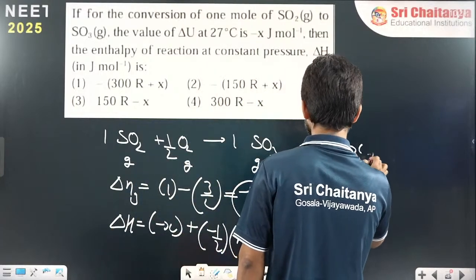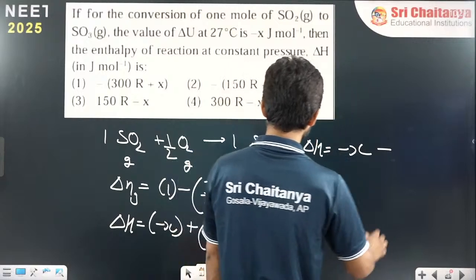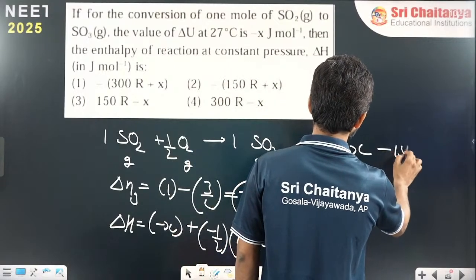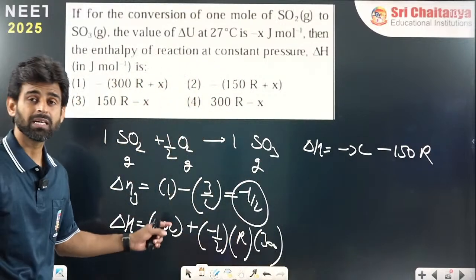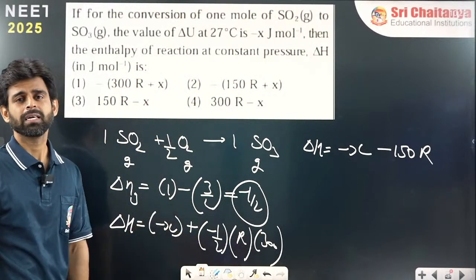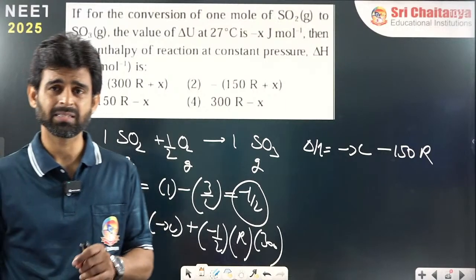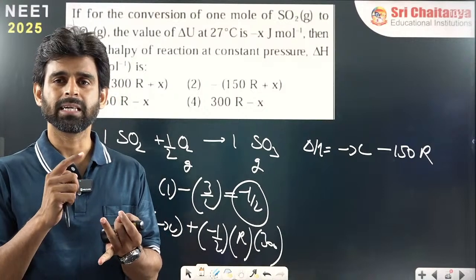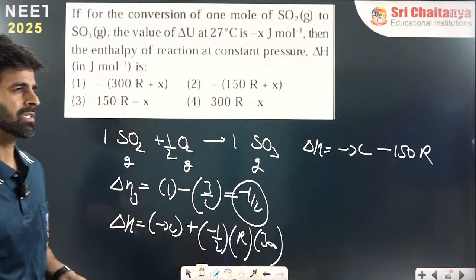Minus x here, and from here also minus is coming, minus 150 R. Fine. So this way you can solve it simply. The relation of delta H and delta U is very, very important. Every time they ask one question from here in thermodynamics. The delta H, delta U relationship, delta G and work done questions are very, very important, and Hess law also.